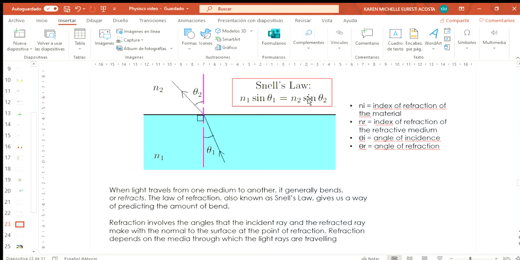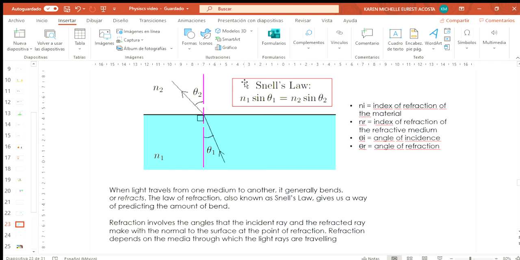When light travels from one medium to another, it generally bends, like we can see here, or refracts. The law of refraction is also known as Snell's law, and gives us a way of predicting the amount of bend. The refraction involves the angles that the incident ray and the refracted ray make with the normal to the surface at the point of refraction. The refraction depends on the media through which the light rays are traveling.